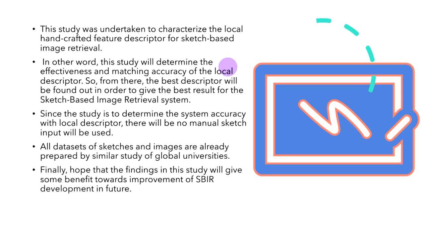The sketch input is already taken from the dataset that we downloaded. Since we are not doing the full SBIR project, we can't sketch manually, but instead we use the sketch pictures that are already prepared inside the database. All datasets of sketches and images are already prepared by a similar study from a global university, so we can download them from a dataset website, which is kaggle.com.